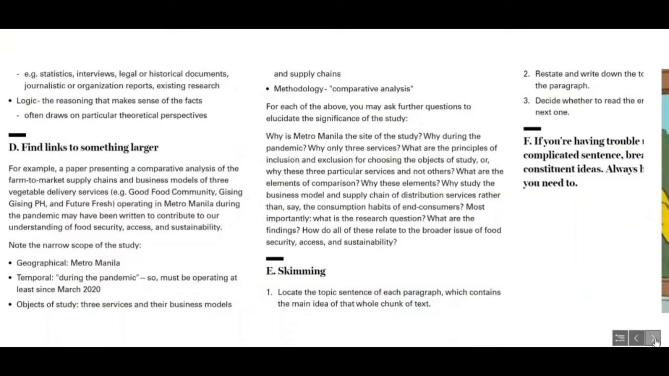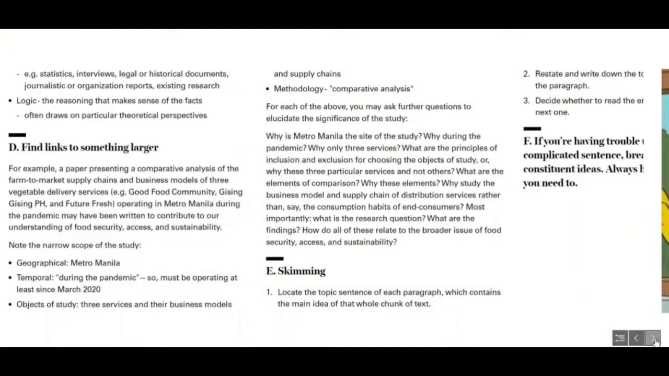But let's say that you're writing a paper, again, on a comparative analysis of the farm to market supply chains of three vegetable delivery services operating in Metro Manila during the pandemic in order to contribute to our understanding of food security, access, and sustainability. So let's say that the broader significance of an essay like this is, again, these big issues of food security, access, and sustainability. So the question then becomes, how do I discuss these very big concerns using a very narrow and specific case?